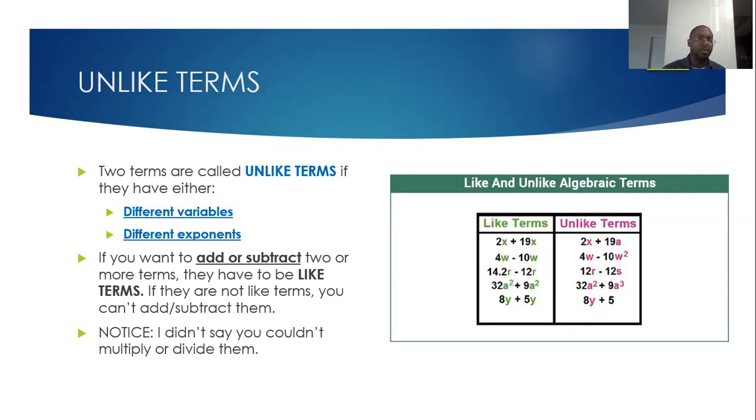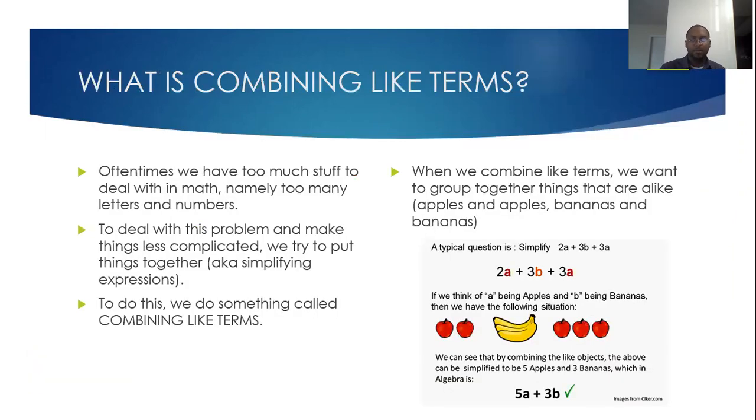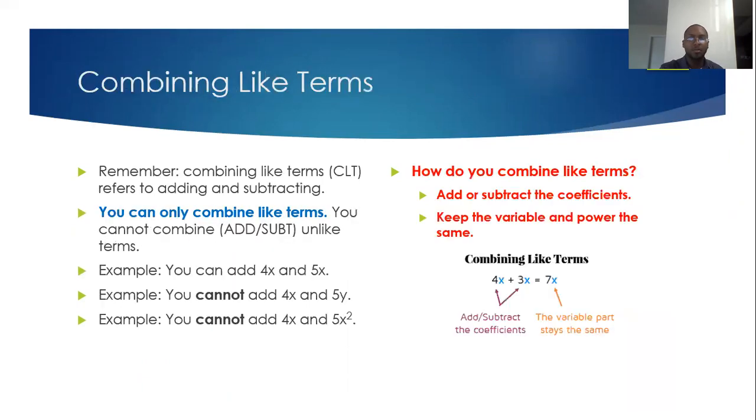Again, unlike terms just means that they have different variables or different exponents. All right, combine like terms. When we have too much stuff, we put it together. You can only combine like terms. So for example, you can add 4x and 5x. You cannot add 4x and 5y. It doesn't make any sense. You cannot add 4x and 5x squared. You can't do it.